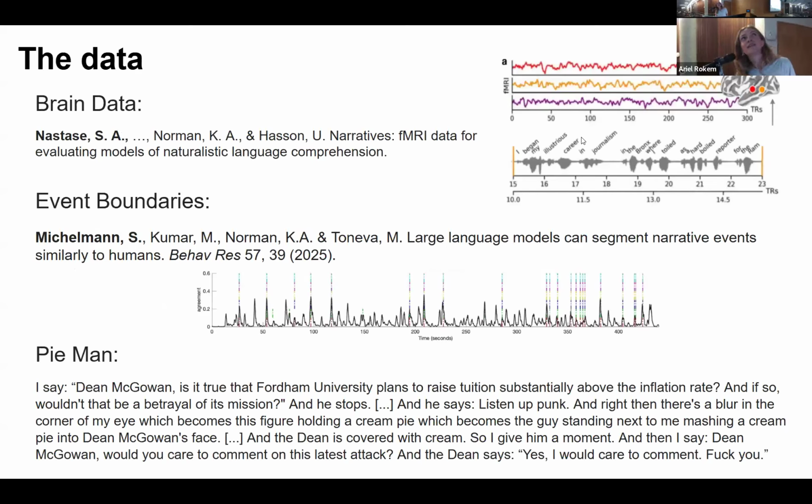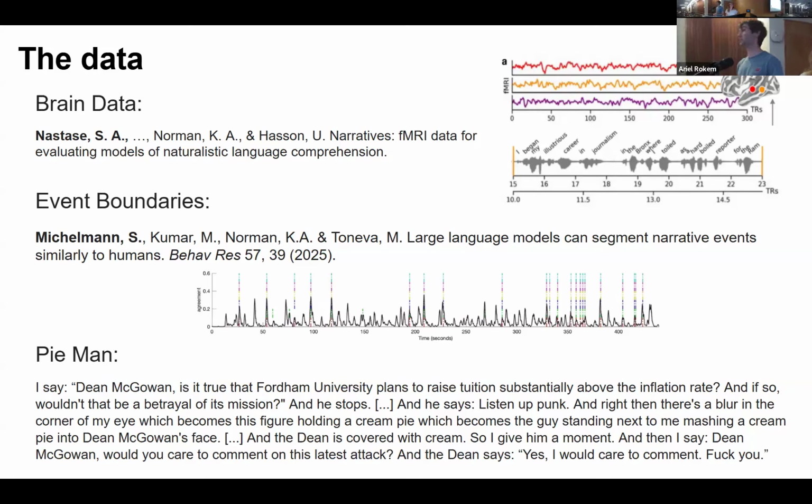The dataset we were working with was the Nastase narratives dataset for the brain data. It's around 300 people who listened to stories during fMRI acquisition, and we used a subset of about 75 of them who listened to a story called Pie Man. We also used LLM-derived event boundaries. They also compared those to human consensus event boundaries and found that the LLM-derived event boundaries for the narrative were very similar.